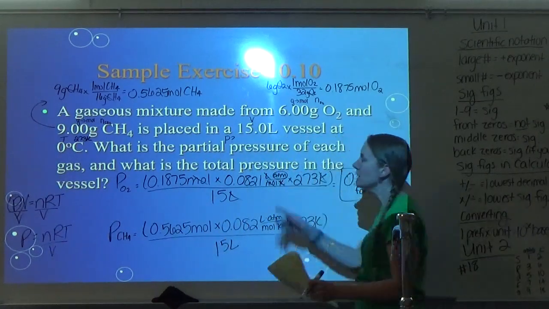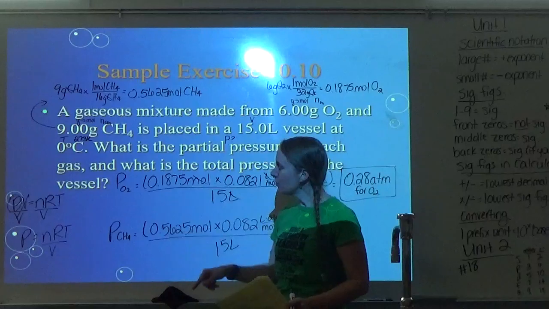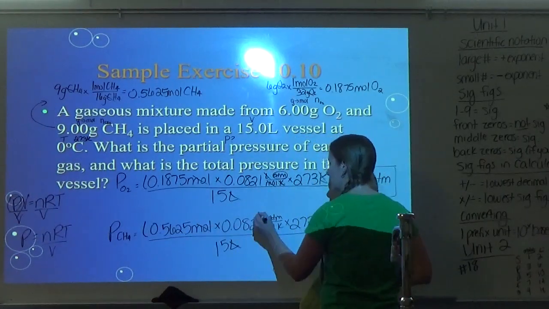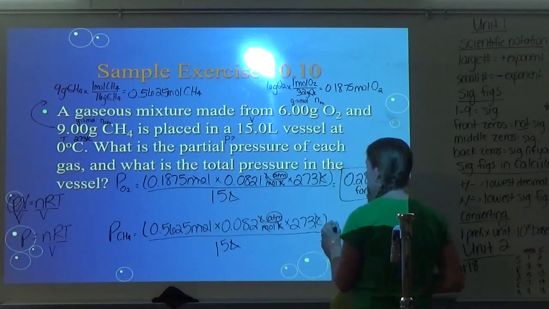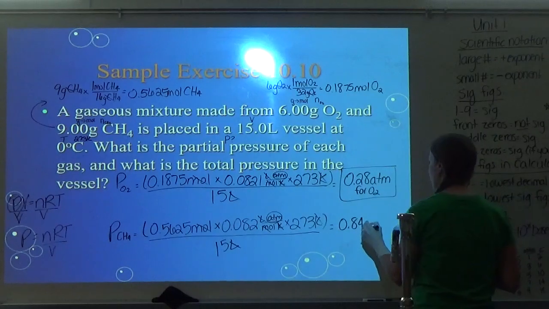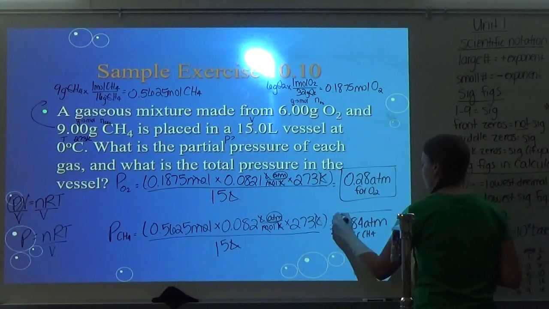So the only thing that changed between these was moles. This is just moles of oxygen, this is just moles of CH4. So my moles cancel, my liters cancel, my Kelvin cancels, I'm left with ATM. And so for this one, I got 0.84 ATM, and that was just for CH4.